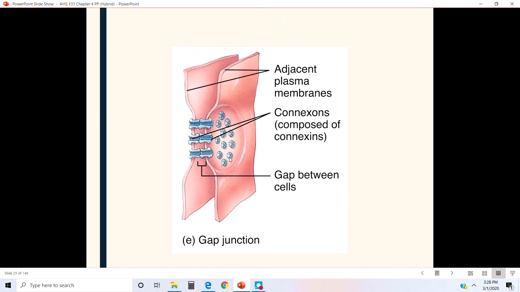Okay, this is from another textbook, just showing a cell membrane and a cell membrane, and then you can see the gap junctions right here, all the connexons.